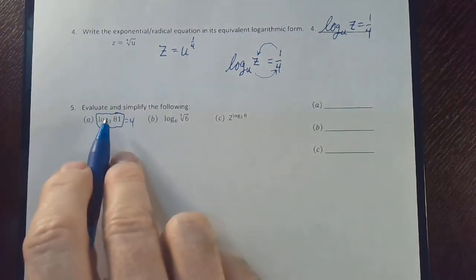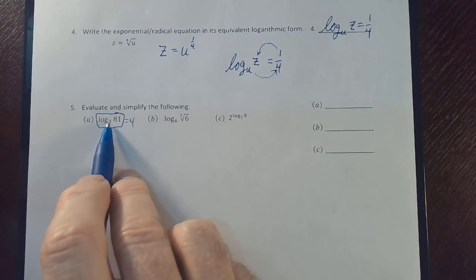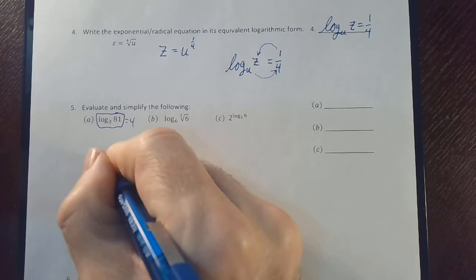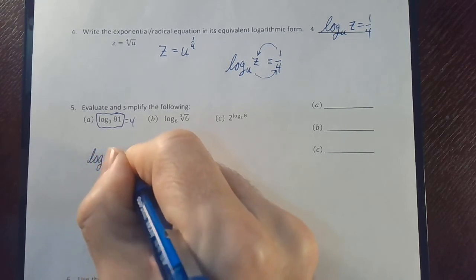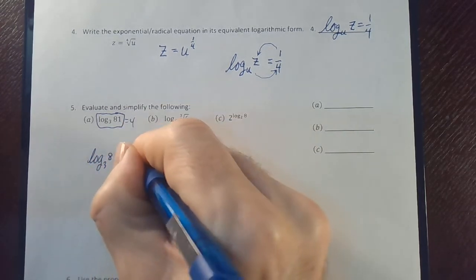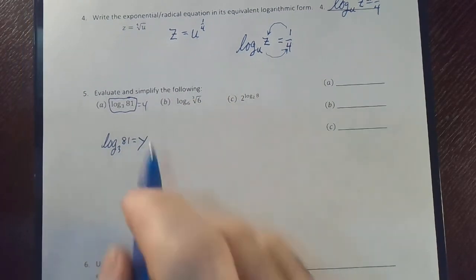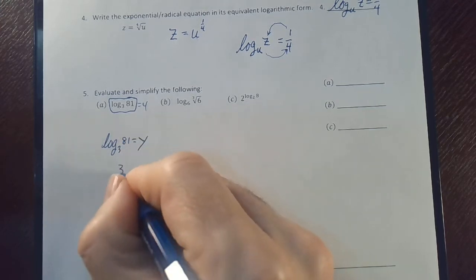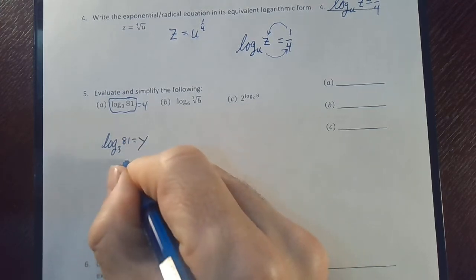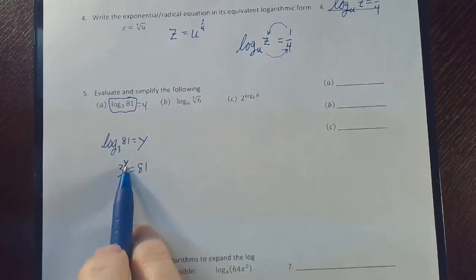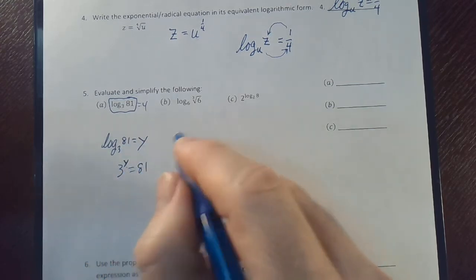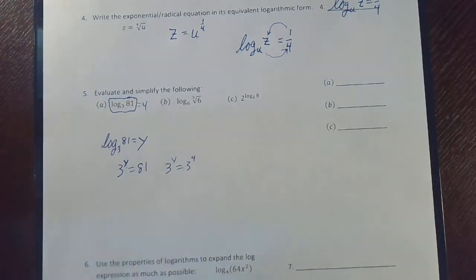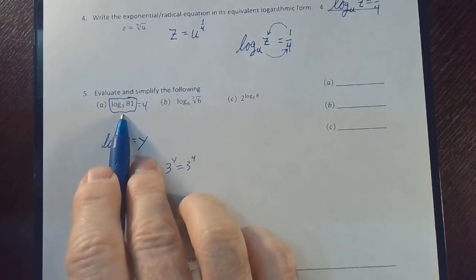If you don't like that sentence, the exponent you raise 3 to get 81, then just set that equal to, say, y and solve for y. If you rewrite this as an exponential, you get 3 to the y equals 81. Well, 81 is 3 to the 4th, so 3 to the y equals 3 to the 4th, so y is equal to 4. So this is equal to 4.